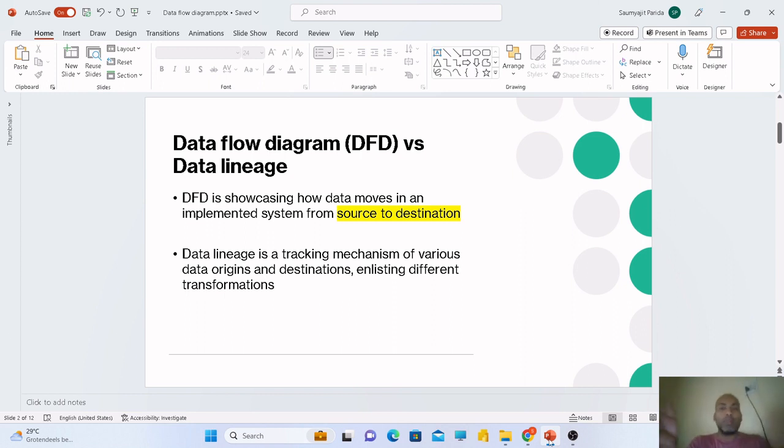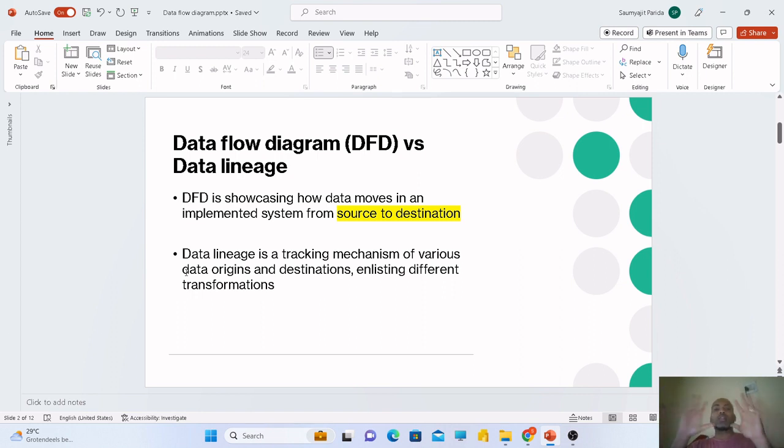It's just a simple diagram. Whereas data lineage is a tracking mechanism of various data origins. Suppose there is a big data warehouse and there are multiple data origins and destinations, then enlisting everything is called data lineage. So data lineage is on a bigger scale, and it can be for a new project that is not implemented. So there, data lineage or a data flow diagram needs to be created.